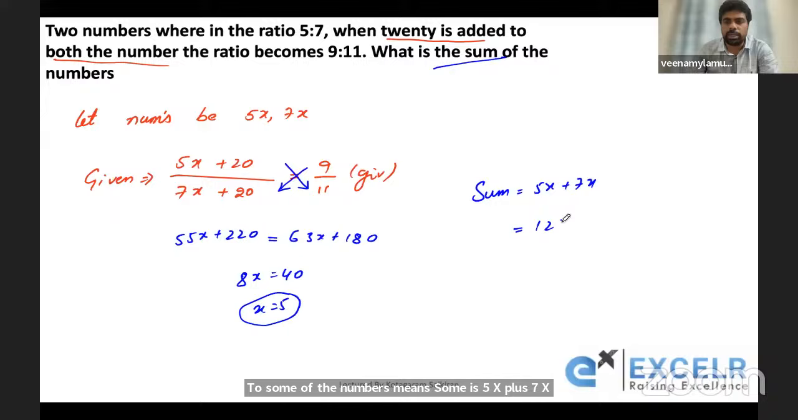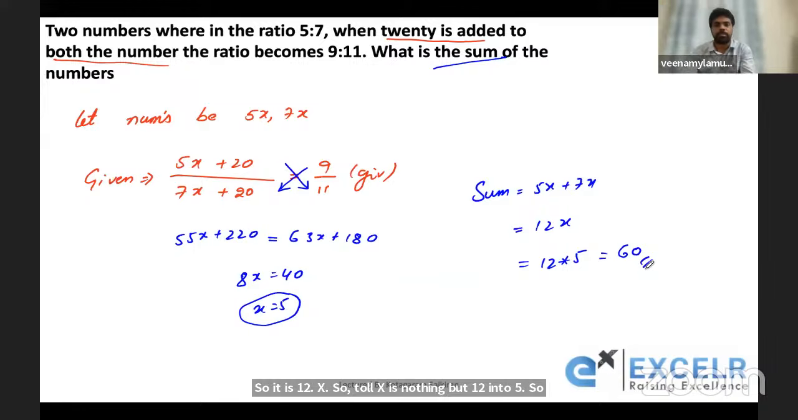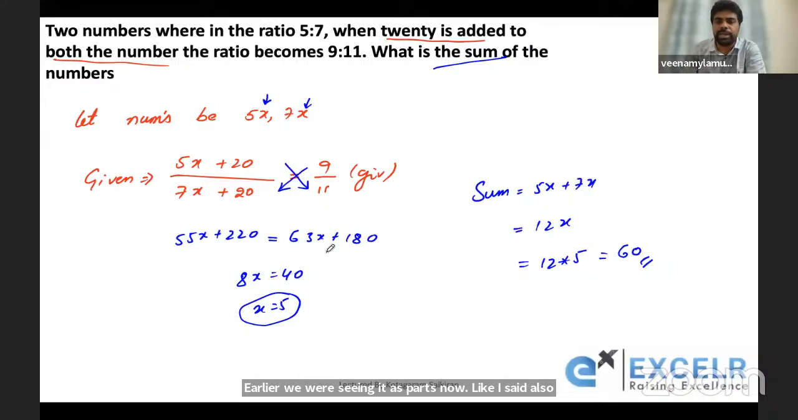So it is 12x. 12x is nothing but 12 into 5, so it is going to be 60. This is the general way of doing it. Here, whatever you are taking as x, that is our part. Earlier we were seeing it as parts, no? Like yesterday also we saw it as parts. The same way here also, x is nothing but parts. The same thing I'll be telling you in one more way. Hope you understood this. This is the general way in which you'll find in the books.